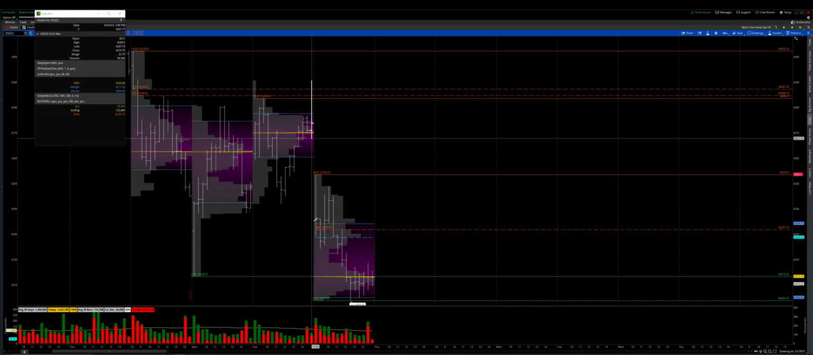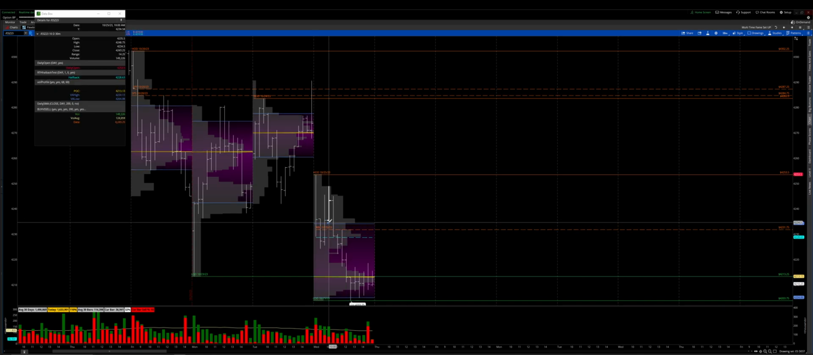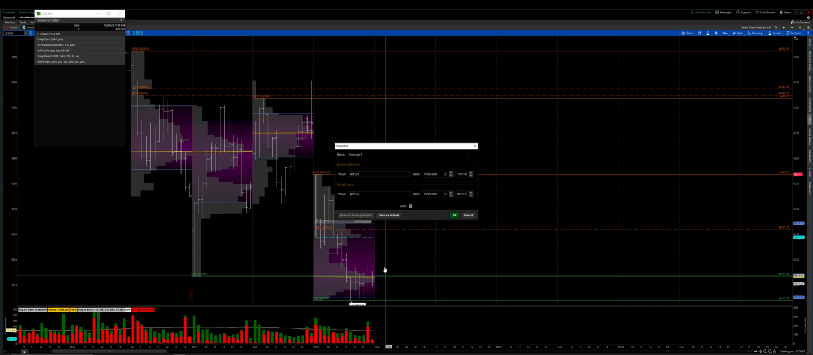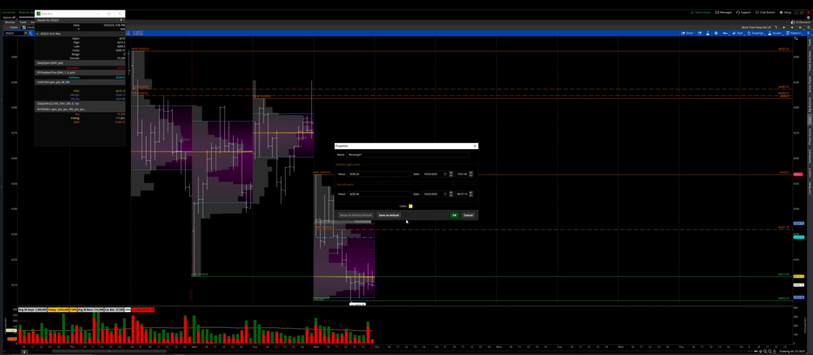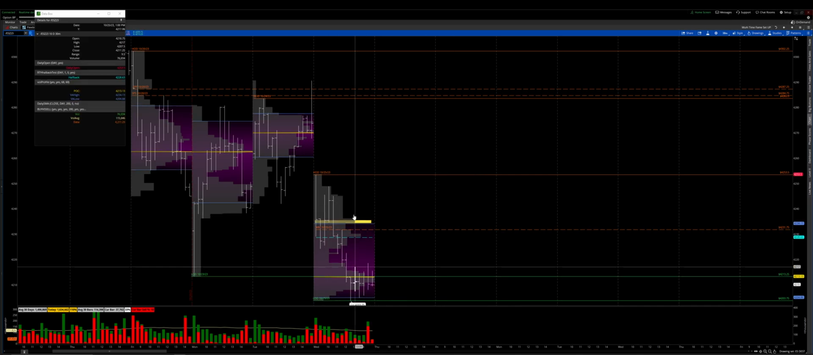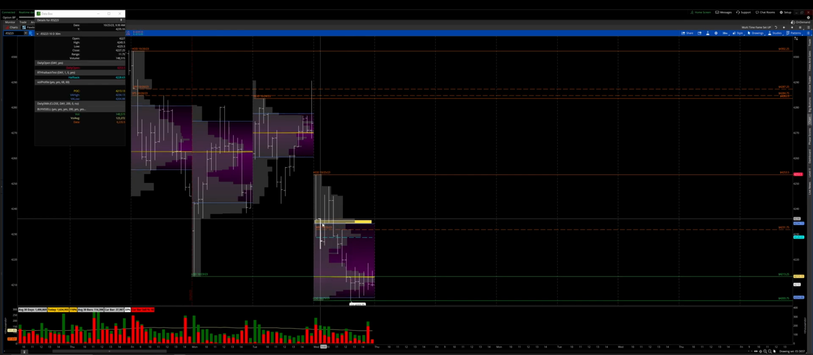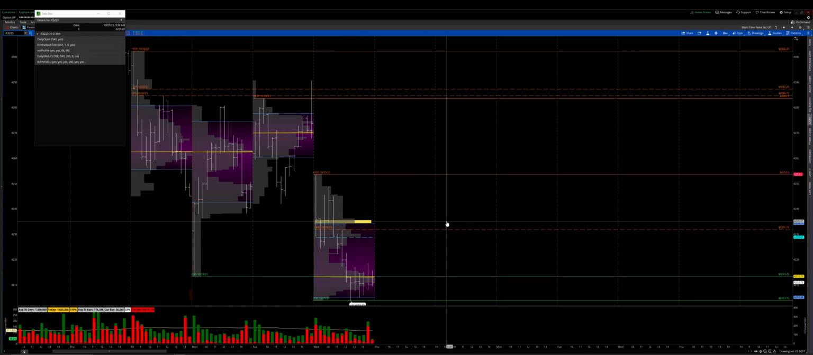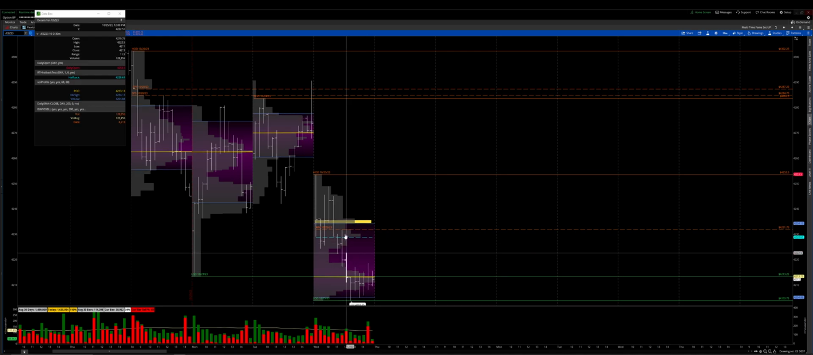So right here where I'm about to highlight, we had a point of control. I don't know if you guys can see that. Right there, I'll highlight it yellow for you guys so you can understand it. And point of control is just where we had the most amount of time frames traded back and forth through a price, right? So for 5 time frames, we traded back and forth through 42.35, 42.34, whatever you want to call it. And I was looking for price to rotate back up near that.